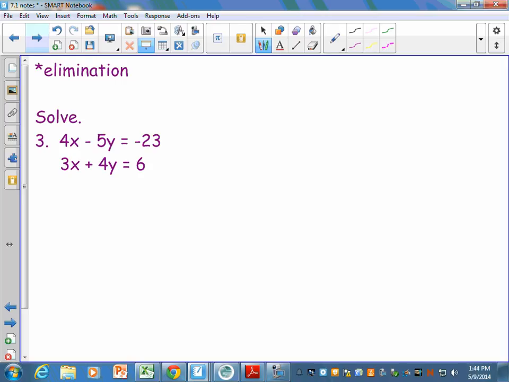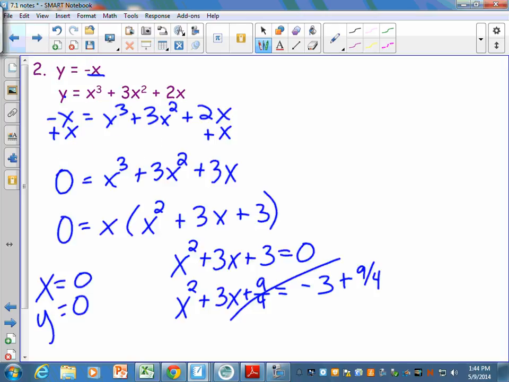I just plugged it back in. I just did it in my head. If x is 0, you plug x in, then y is 0. So that means that those are only going to intersect at the origin.